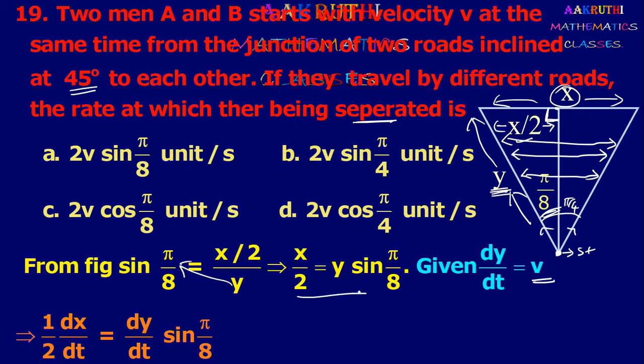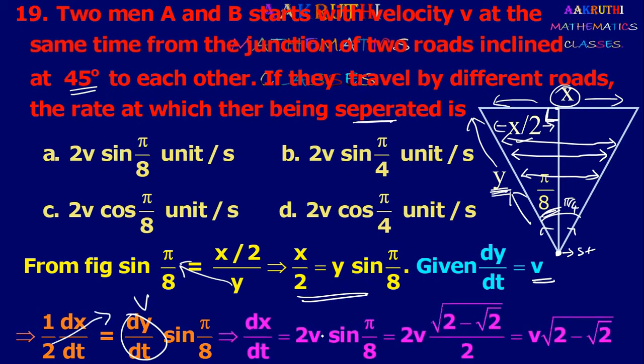So when we differentiate this, x by 2: x differentiation is dx by dt, and 1 by 2 is constant. We differentiate with respect to t. So it is 1 by 2 into dx by dt equal to y differentiation is dy by dt, and sine pi by 8 is constant. So we get 1 by 2 into dx by dt equal to dy by dt into sine pi by 8. And here it is given dy by dt is v. Therefore, taking 2 to this side, we get dx by dt is 2v into sine pi by 8, which is option A.